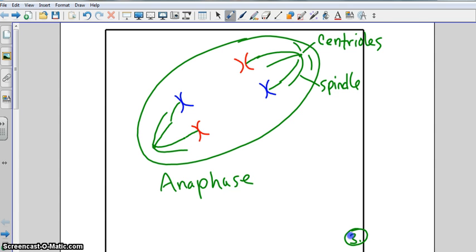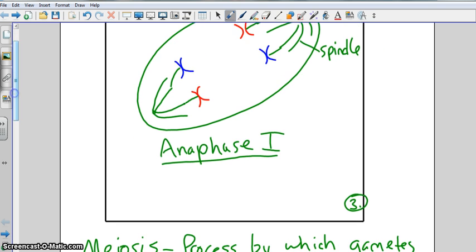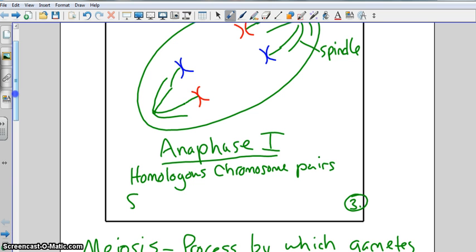Now again, why do we have to call it anaphase 1? Because it's meiosis and not mitosis, and there's also going to be an anaphase 2, right? So if I want to put this into words, I can say homologous chromosome pairs separate and head to the poles.